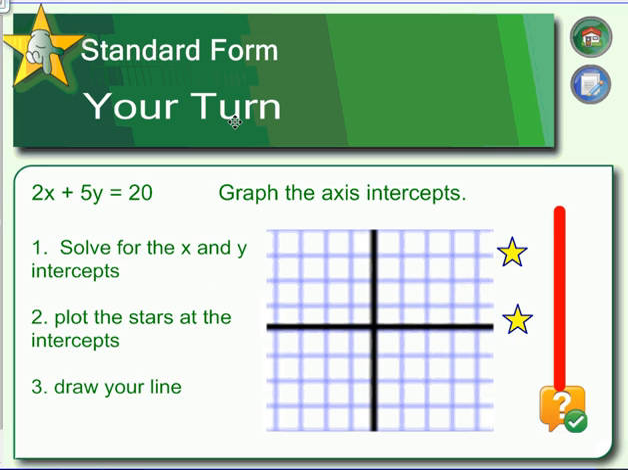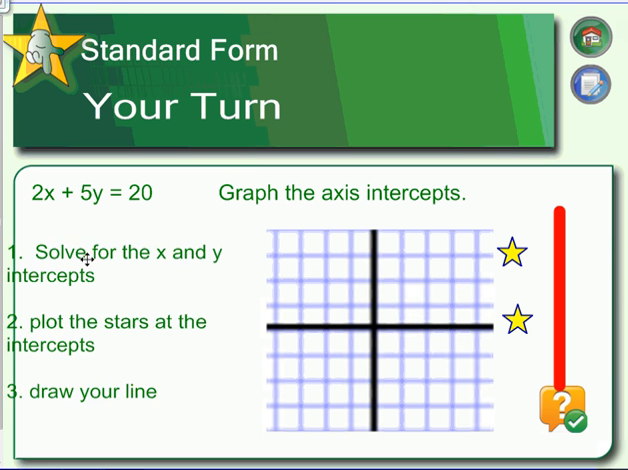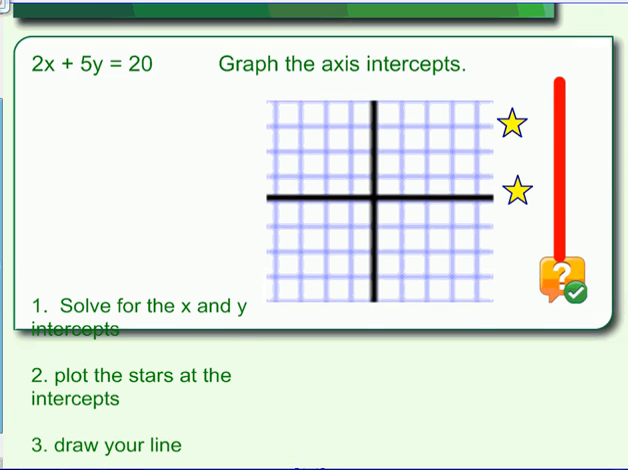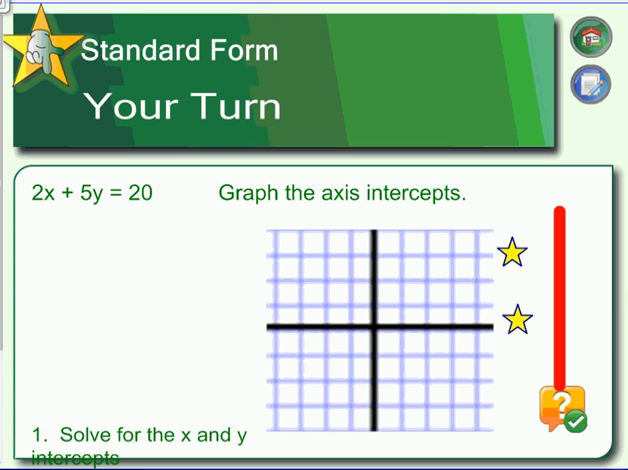Alright, so let's try an example together. So we have 2x plus 5y equals 20. I'm just going to move our directions out of the way for a second so I can write. Alright, so the first thing I'm going to do is put my 0 in for my x. So I'm going to have 2 times 0 plus 5y equals 20. So we know 2 times 0 is just 0. So then I'm left with 5y equals 20.